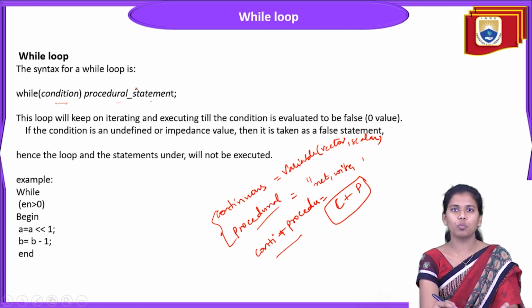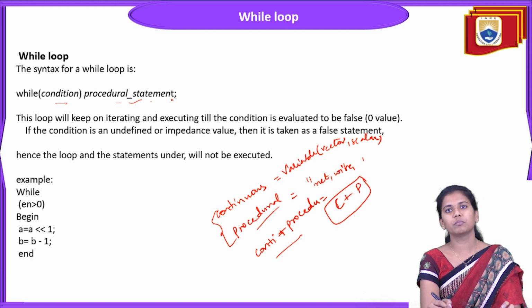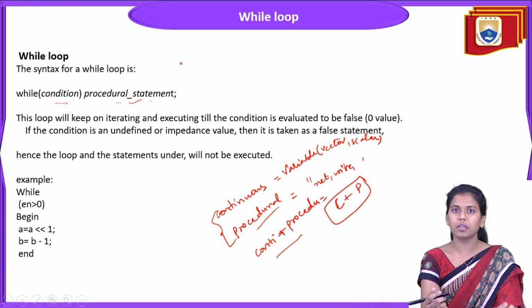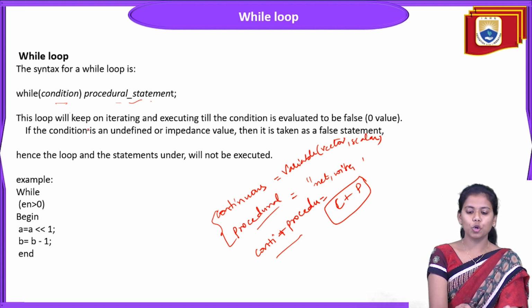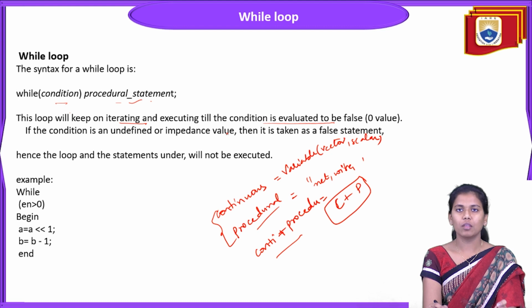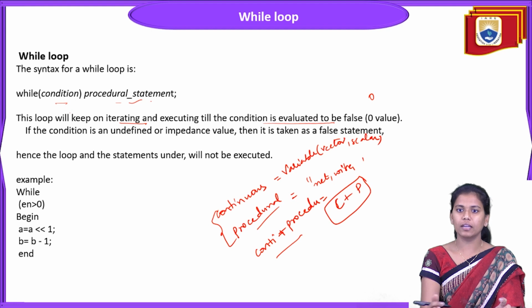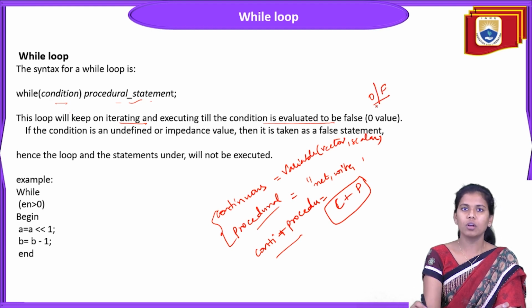So here, coming to the while loop, the syntax follows like this: while condition followed by the procedural assignments. Okay, so this procedural assignment is nothing but specifying some variables. Onto that variable some values can be assigned, and then this loop will keep on iterating and executing till the condition evaluates to false. So the while loop executes until the condition is false. Okay, when the condition is false or else when it is 0, till then the statements will be executed.